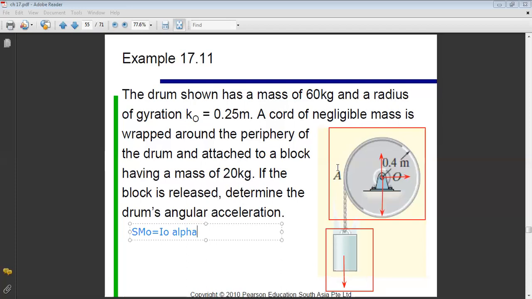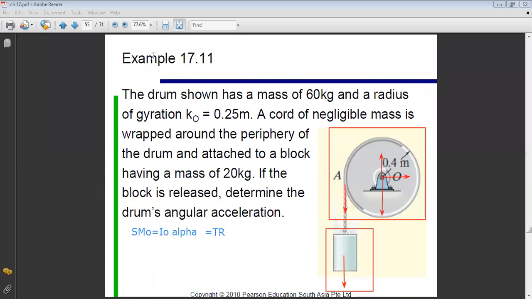But if I take the disk alone, what should I add as force? Tension, very good. I should add the tension force, so I'm adding an unknown, T, to my problem. So my first relation will be IO alpha equals sum of moment about O. The only force doing moment about O is the tension, so it equals T times R. This is my first relation. Now, I have two unknowns, T and alpha, so I need an additional relation.